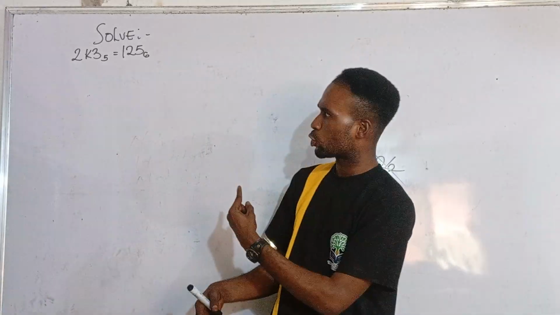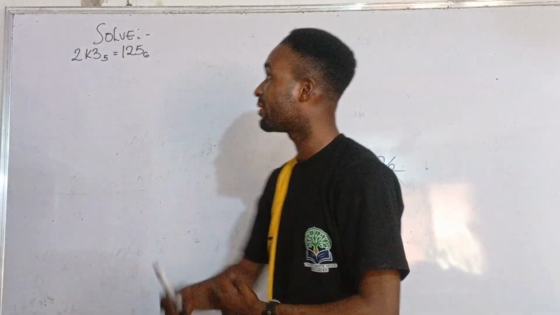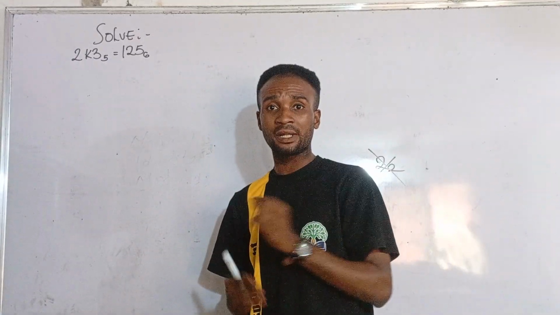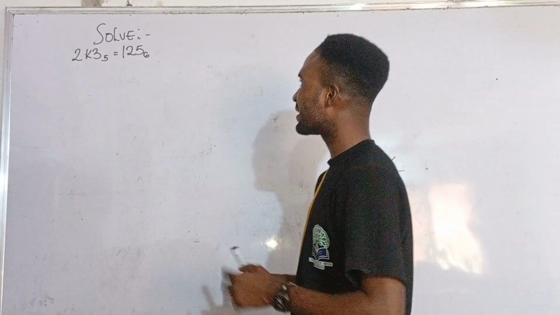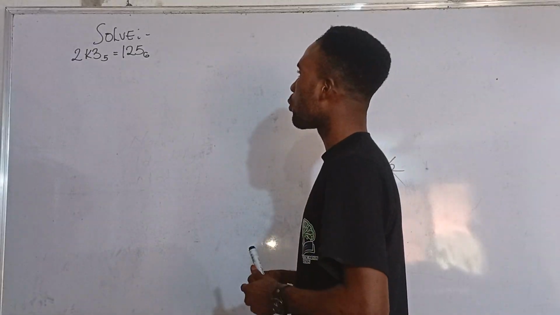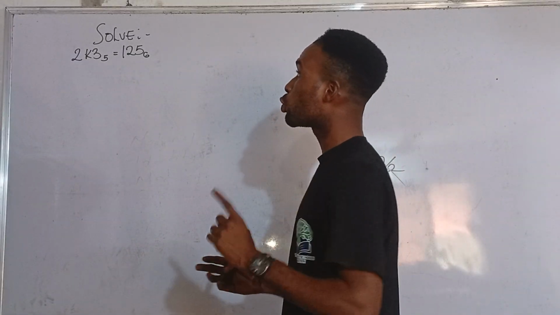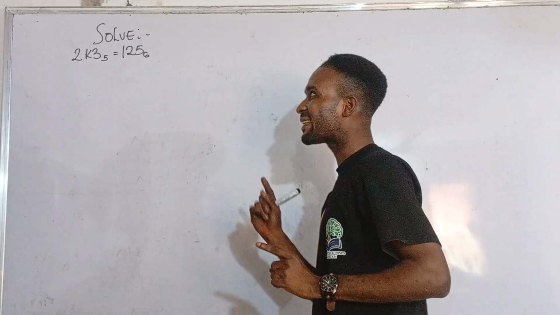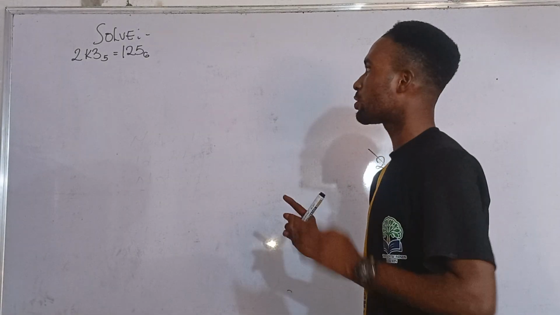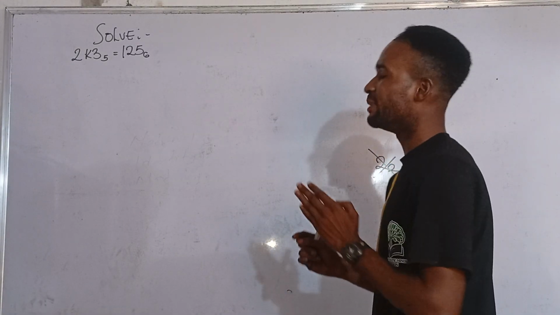All right, now let's come back to what we have on the board. On the board here, we have a word problem question on the number base. As you can see, it says solve 2K3 base 5 equals 125 base 6.